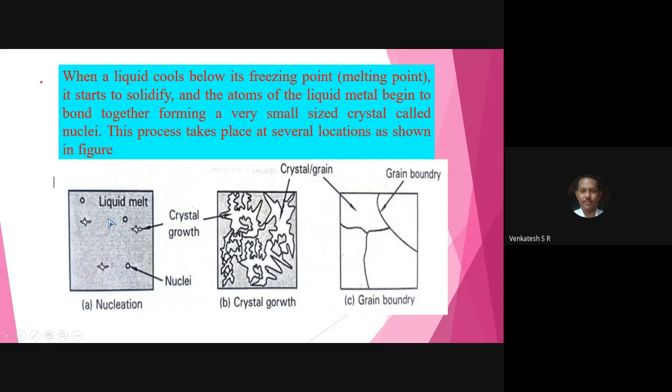See one thing, what is the growing age of a human being? The growing age is 19 years. After that, the growth ceases. The growth comes to a standstill condition. The same way, the nuclei grow in size, attract the neighbor nuclei and form the crystal. This process is called nucleation.